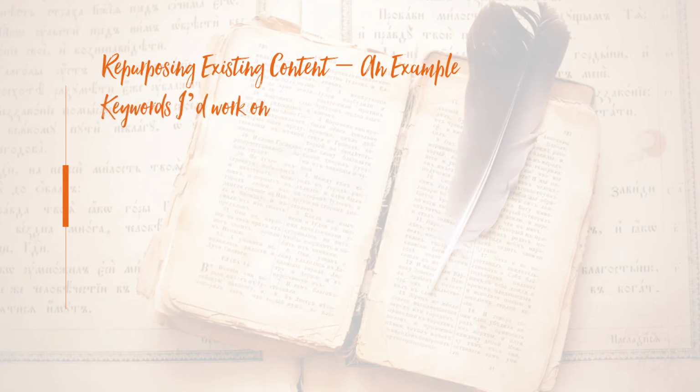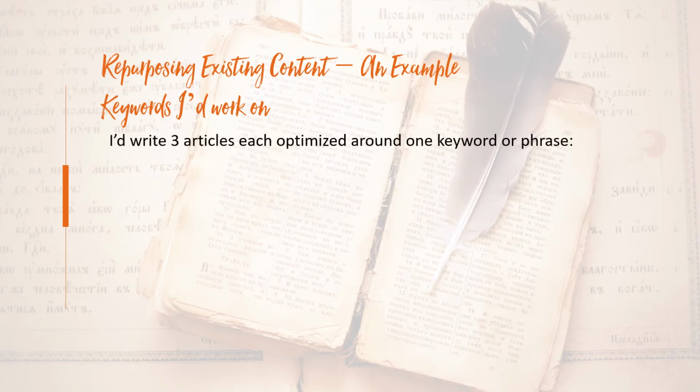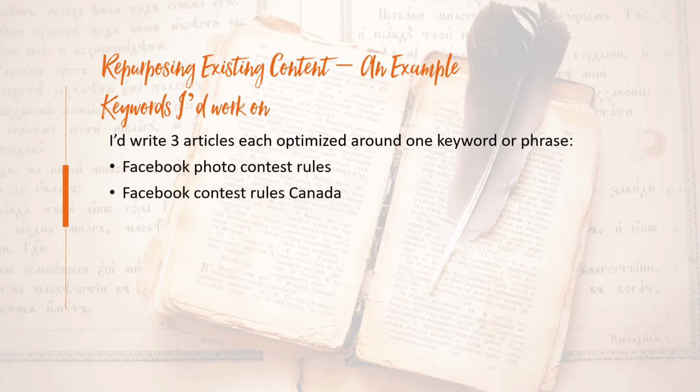That exercise yielded 6 keyword phrase ideas. How would I turn that into an article? In fact, I would write 4 articles. The first 3 would be based around a single theme. The first theme would be Facebook photo contest rules. Number 2 would be Facebook contest rules Canada. And number 3 would be Facebook timeline contest rules.